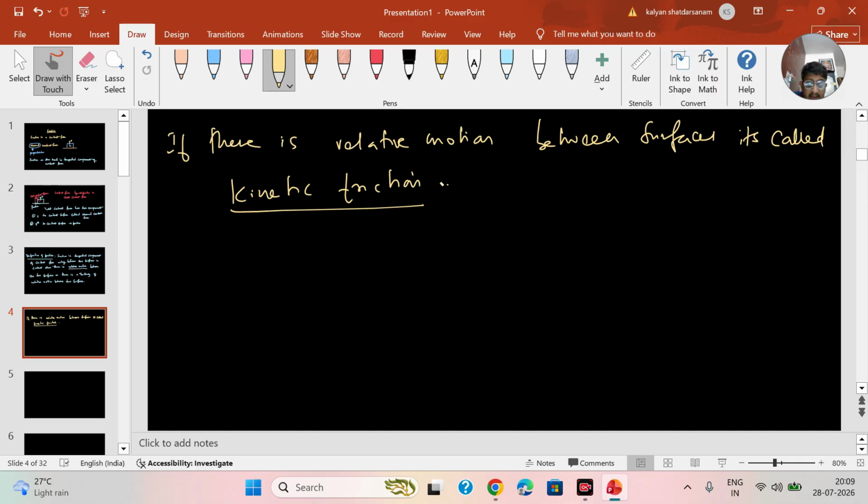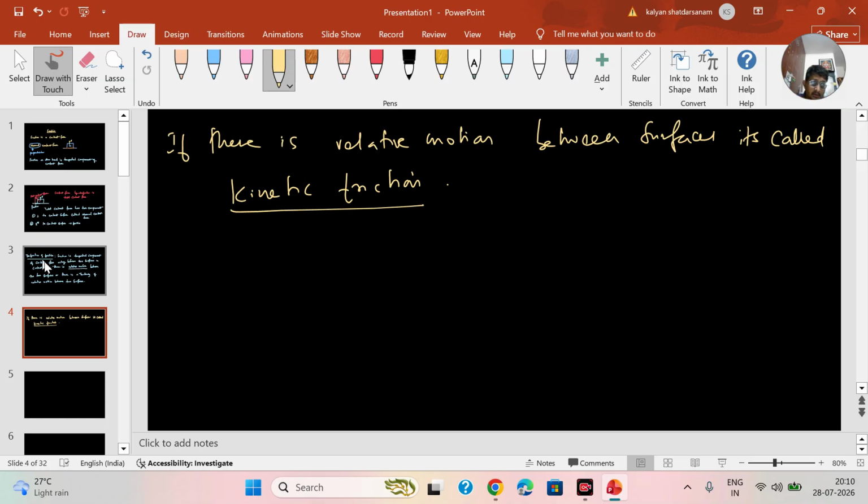Friction has two aspects to it. One is what is called static friction, other is kinetic friction. And among the two, kinetic friction is simpler and easier to deal with. Static friction is very dangerous. Very tricky problems are there. So if the two surfaces which are in contact have relative motion between them, what is meant by relative motion? If you stand on one of these surfaces, the other is moving with respect to you. Then the friction that acts between two such surfaces is called kinetic friction.